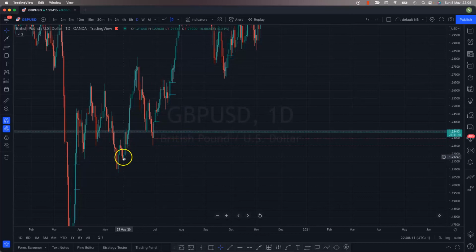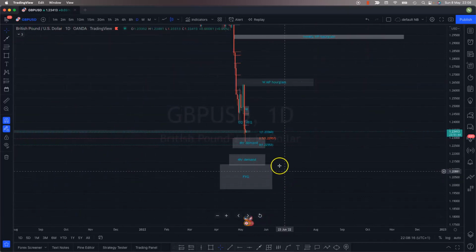So we clearly have liquidity still sitting down here, still sitting down here, which is what we've marked up across here. So fair value gap down here, 4-hour demand here, and we're sitting in 4-hour demand at the moment. We just want to see how the market reacts out of this. If this 50% gets tested again, the market's going to break through and sell down. So that's what we want to watch for.